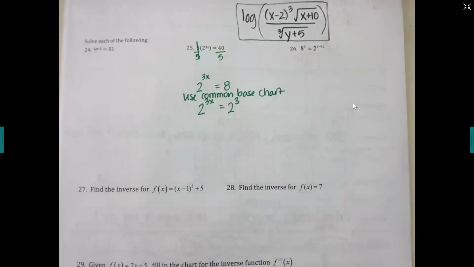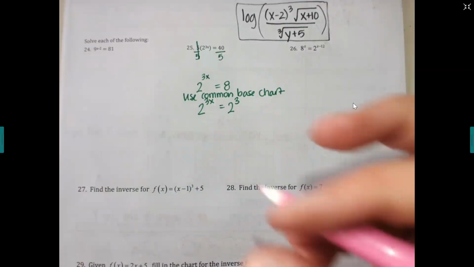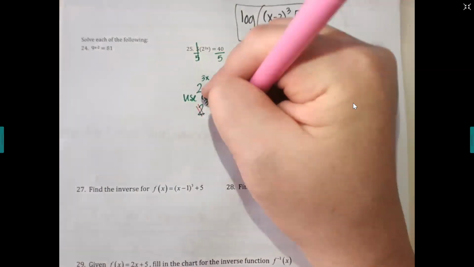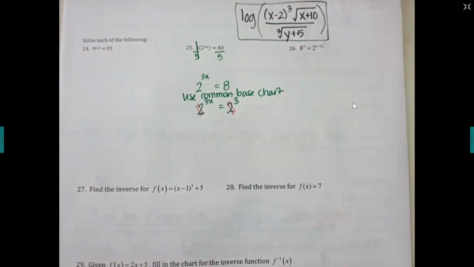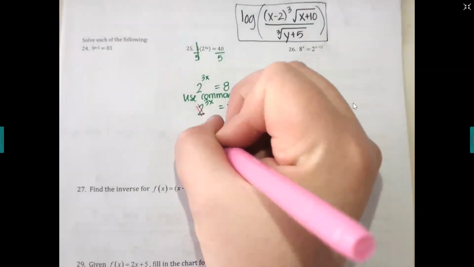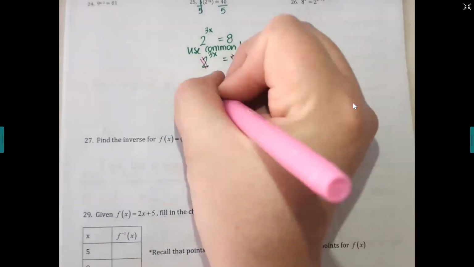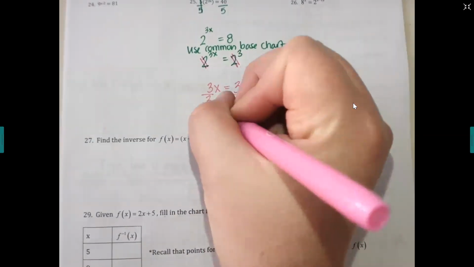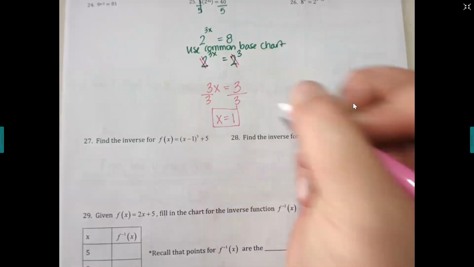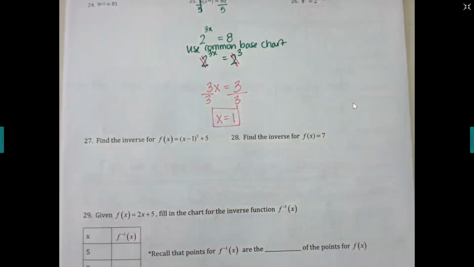And then why do I want them both to be a base 2? What can I do now? Yeah, now you can eliminate the base and just set the tops equal. So it'd be 3x equals 3. And then what? Which means that x equals 1. Very good. If you need that base chart, it's on several versions of your notes and on your test review. Okay. All right, last thing that we're gonna cover today are inverses.